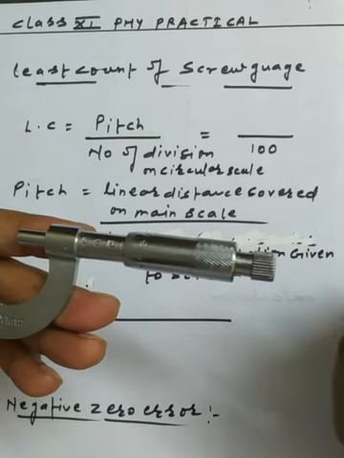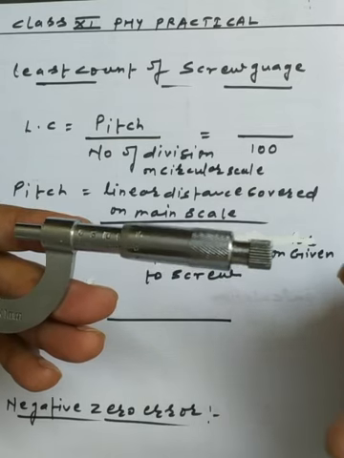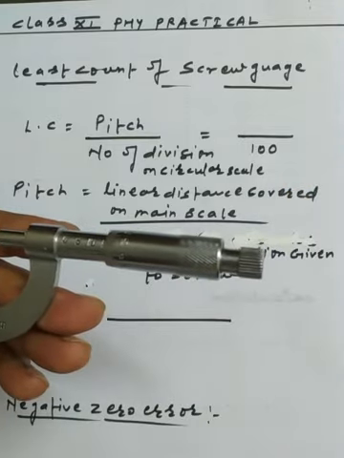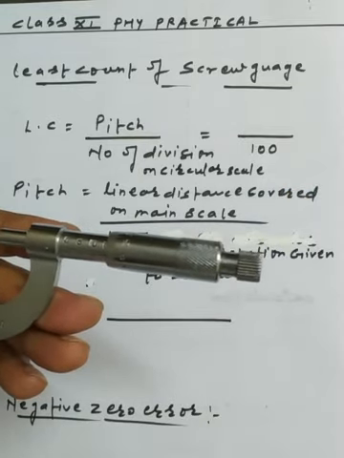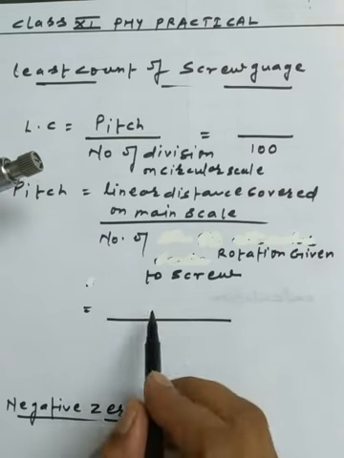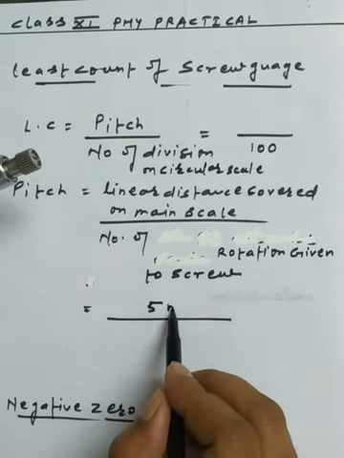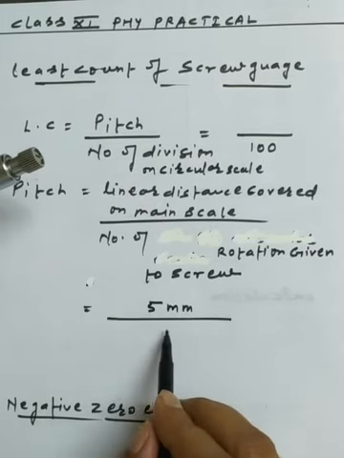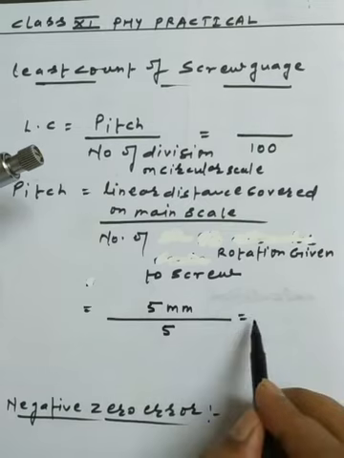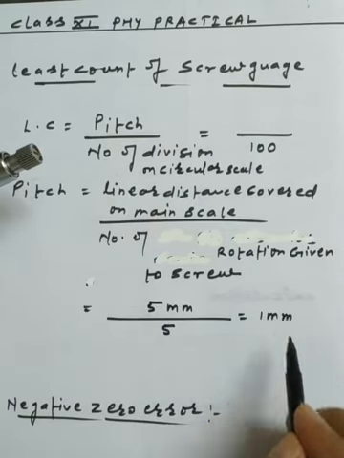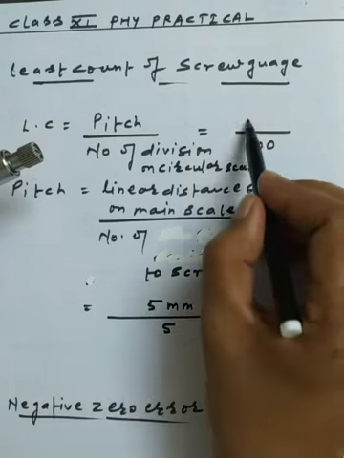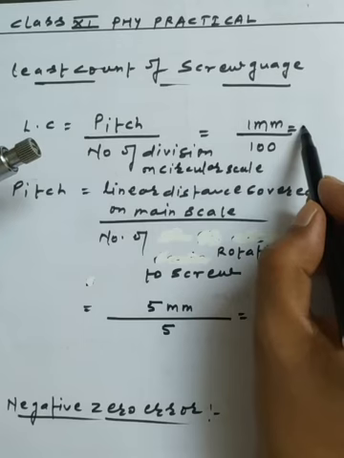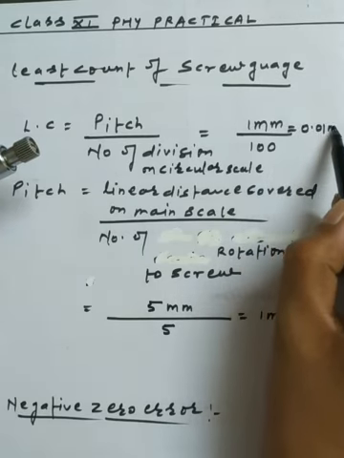So here we can make the meaning that as we are giving 5 rotations, it covers the 5 mm distance, so that is called the pitch. So we can write the basic meaning of the pitch in the formula. What actually is the pitch? 5 mm distance covered by a circular scale on the main scale when we give 5 rotations. So what is the meaning of the pitch we have? That is 1 mm. So here we can write the 1 mm, and we are dividing it, so it comes to 0.01 mm.